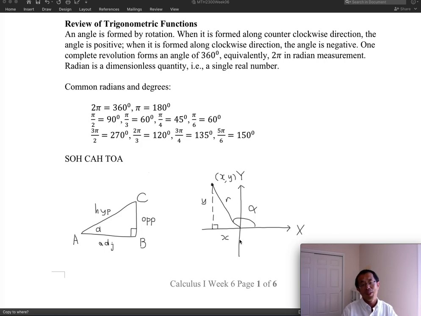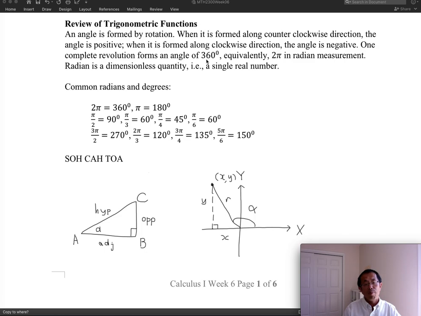I also want to say something quickly about the measurement of an angle. When we start with angles, usually for beginners, we do use degrees. One complete revolution is 360 degrees. When you are talking about an angle in terms of degrees, you really need to say the word degree. If you only say 360, it won't make sense. I could say that's 360 days instead of degrees.